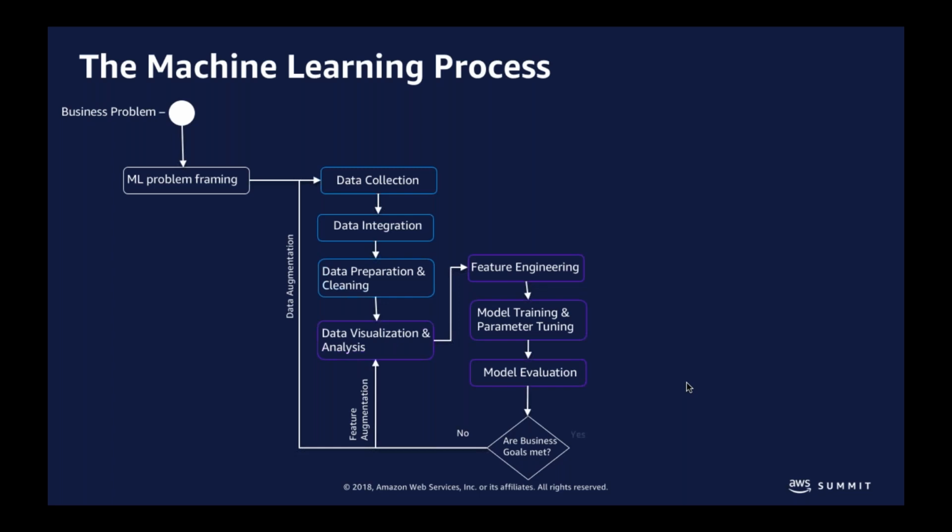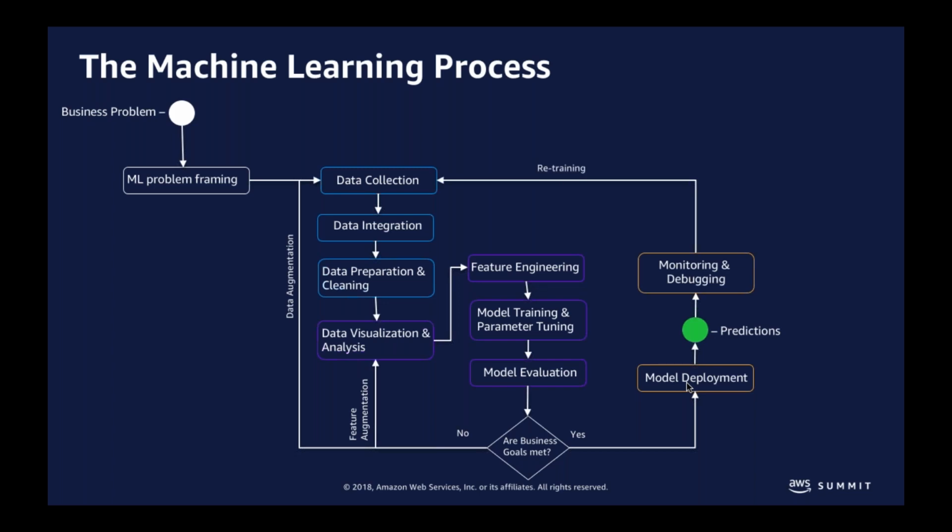Let's assume that if the business goals are met, then you need to deploy the model for other applications to consume as an API. And then you again start monitoring and debugging. And if there are any errors, or you want to retrain the model, this cycle keeps going. So this is a typical machine learning process which happens in any machine learning problem you want to solve.